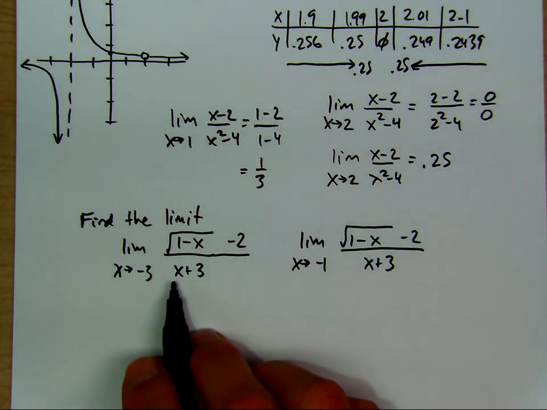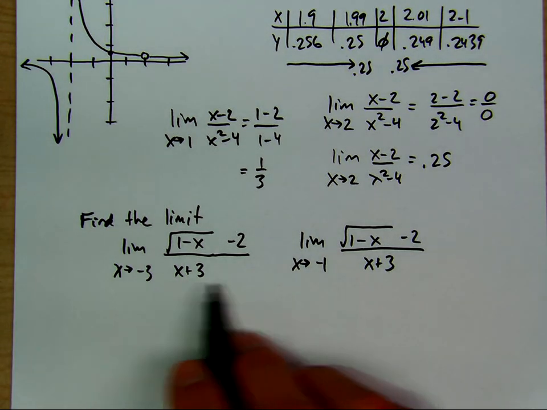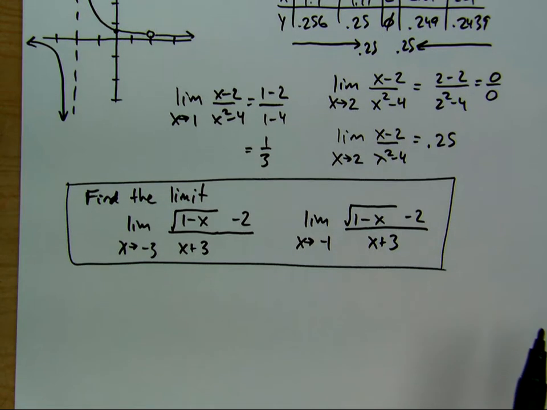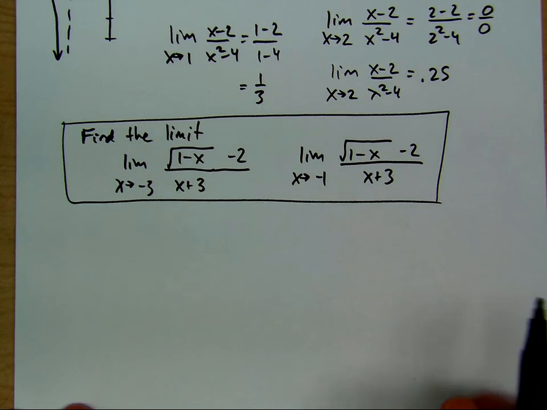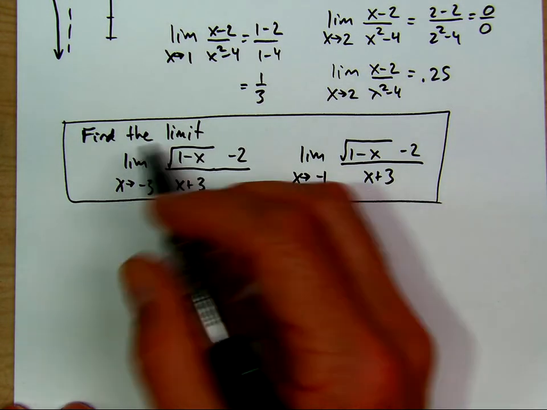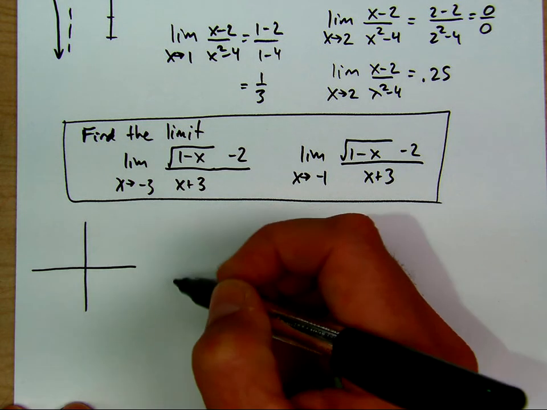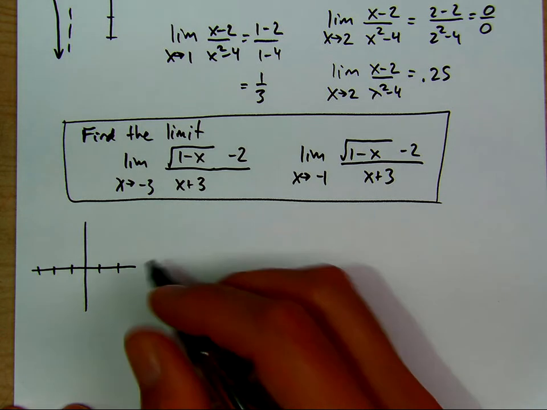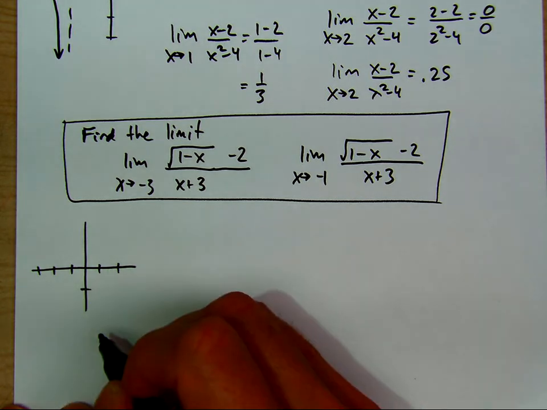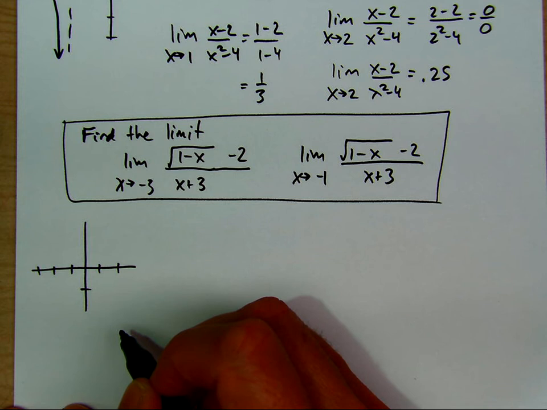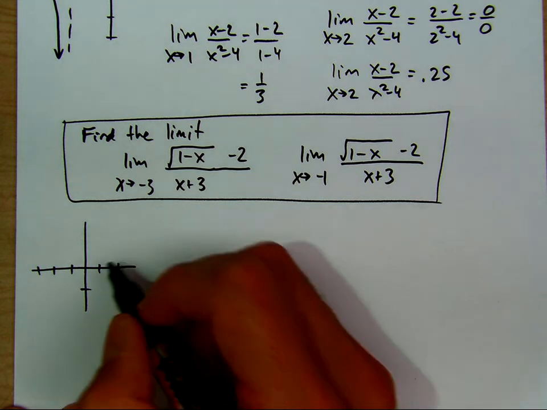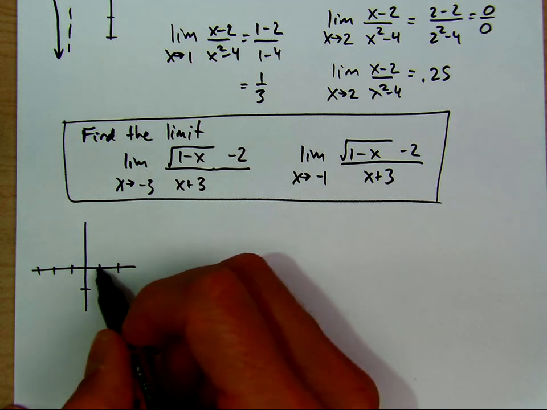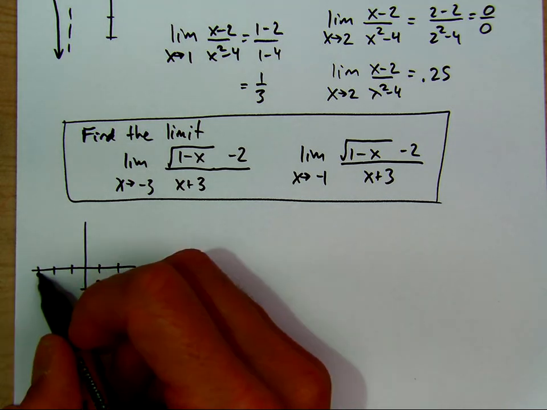So let's just do this one graphically and numerically, and we'll just do this with substitution. So pause the video and try those. So just looking at this one, if we graphed it on the calculator, we have a point somewhere around here, and at -3, the value is -0.25. That's an open circle.